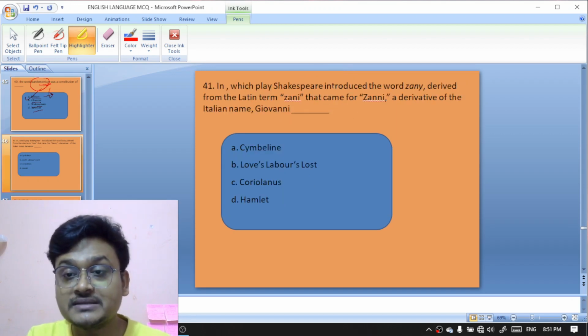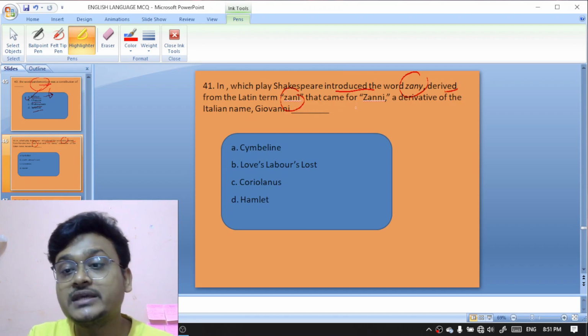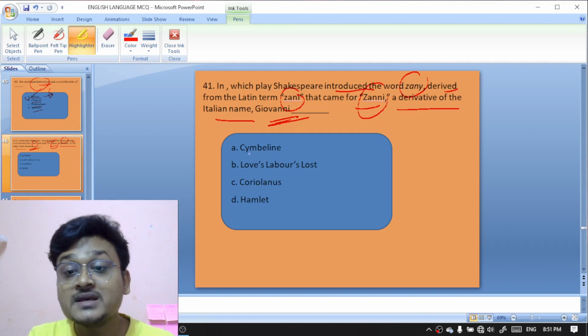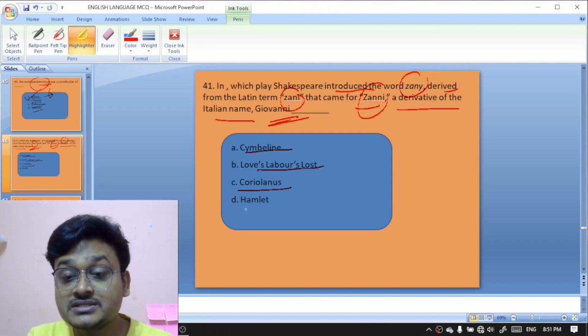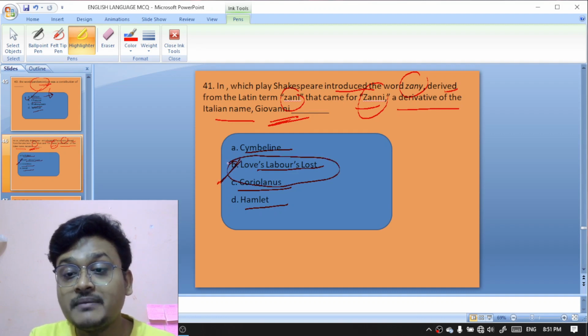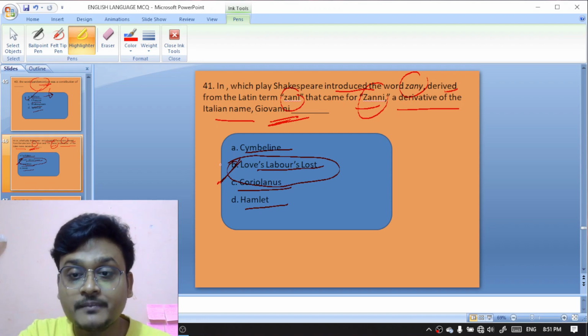Next question. In which play did Shakespeare introduce the word Gianni, derived from the Latin term, that came from Gianni, a derivative of the Italian name Giovanni? Cymbeline, Love's Labour's Lost, Coriolanus, Hamlet. So it was Love's Labour's Lost. From Love's Labour's Lost, the word Giovanni. So here Gianni is derived by Shakespeare. So B is the right answer over here.